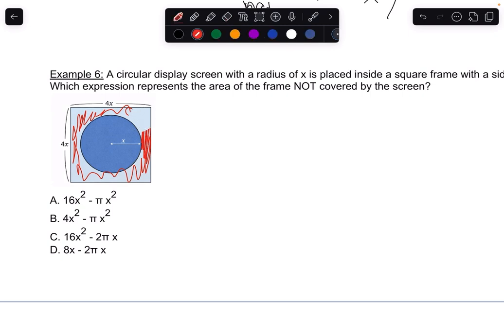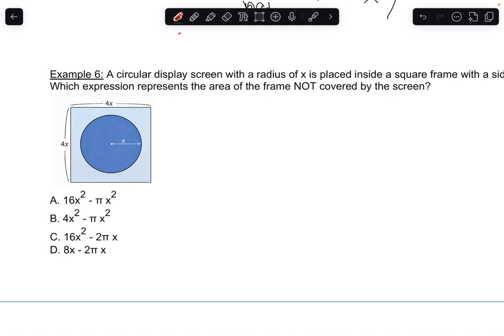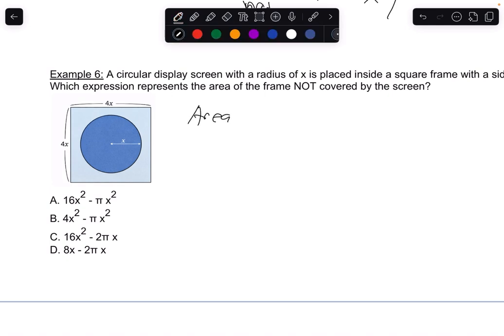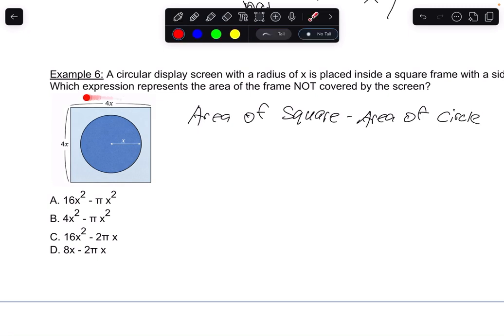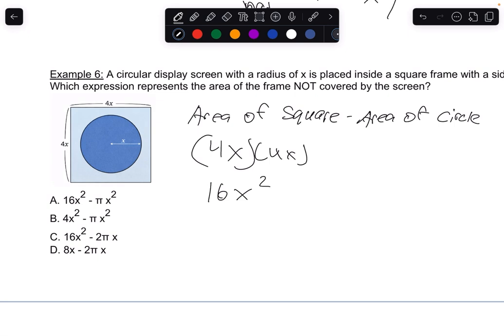So we should figure out the area of the square, and we should subtract from it the area of the circle. To figure out the area of the square, we do length times width. So 4x times 4x, that's going to be 16x squared.